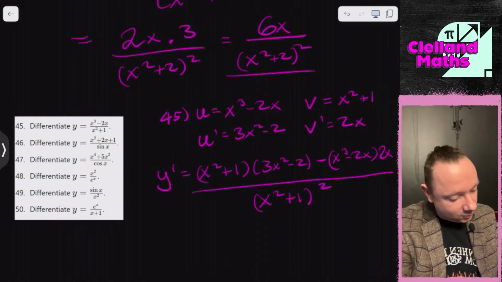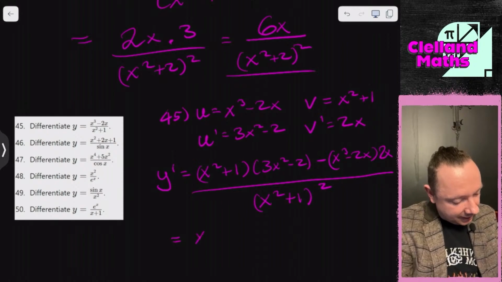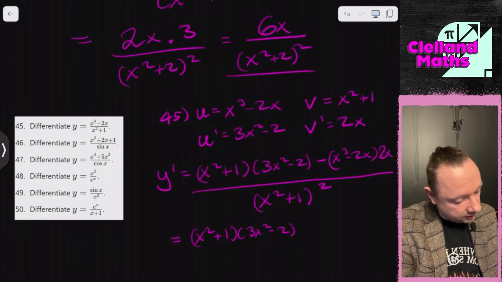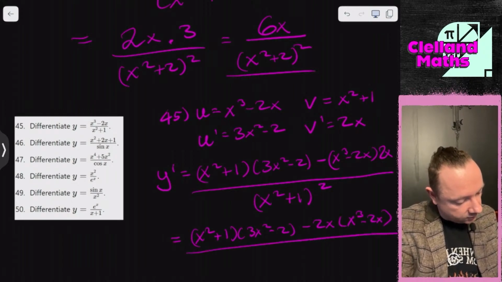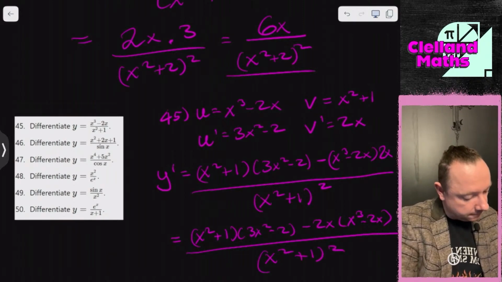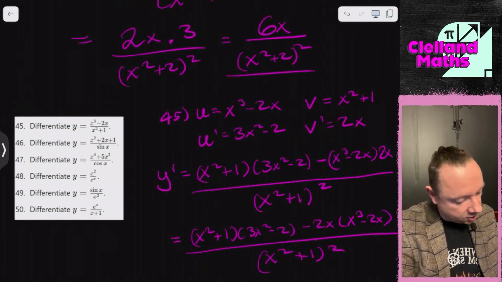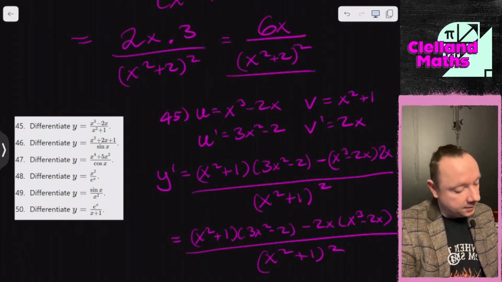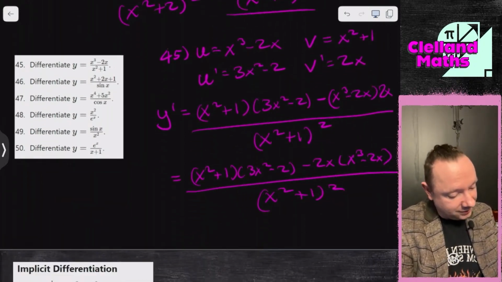Right, let me try and finish this one before I make a mistake. X squared plus 1, 3x squared minus 2. Oh God, what we got? Just 2x, 3x cubed minus 2x over x squared plus 1, all squared. So I really want to simplify this. With double brackets is going to give me an x to the 4, so we're not going to get anything nicer on the top. I could take x out as a common factor from the second term and get 2x squared. And nothing much else.